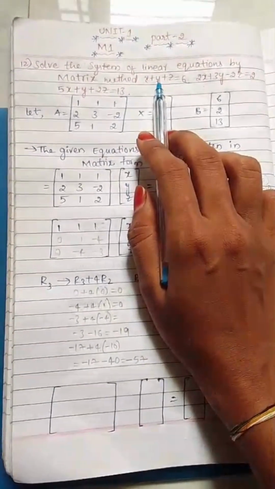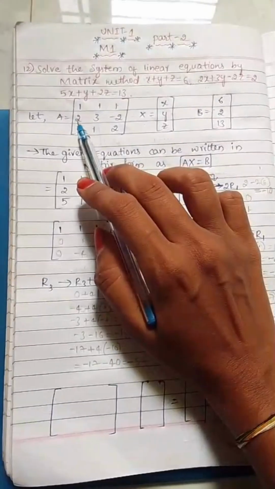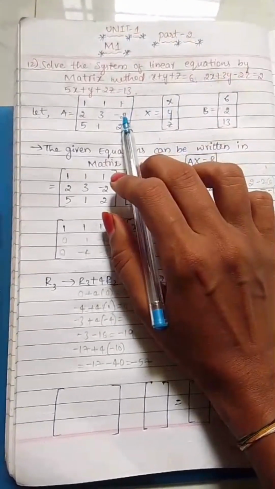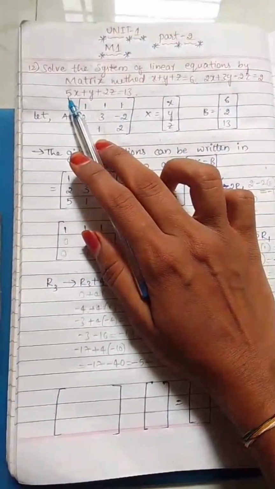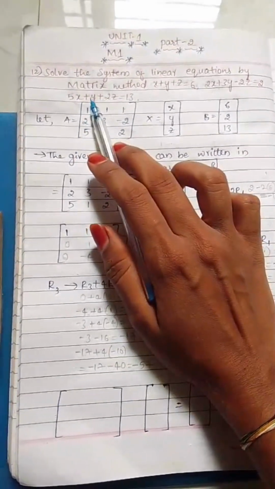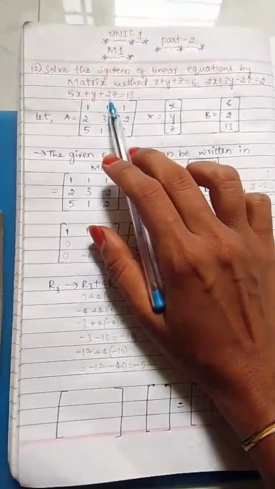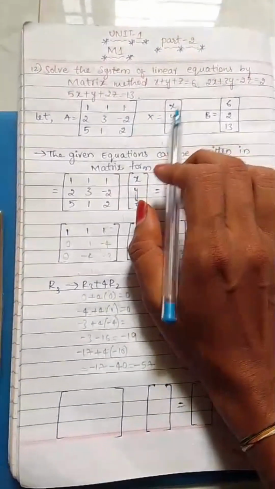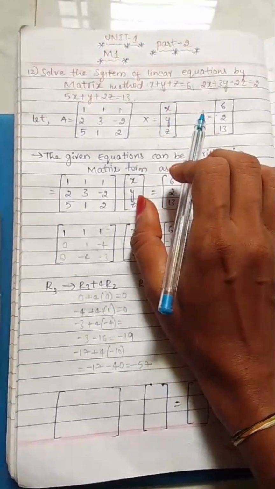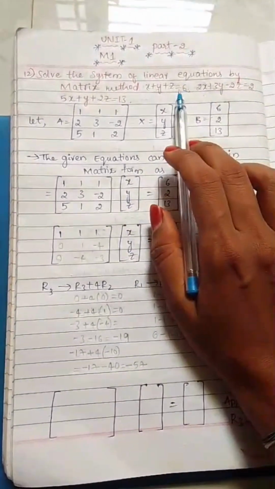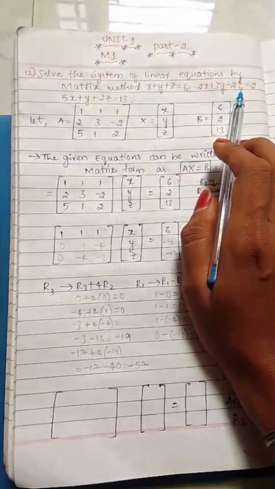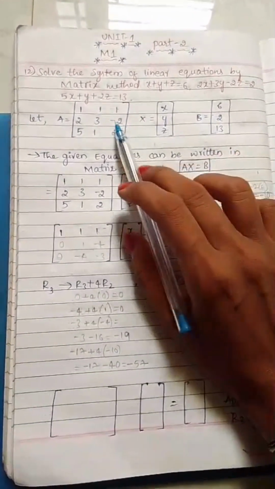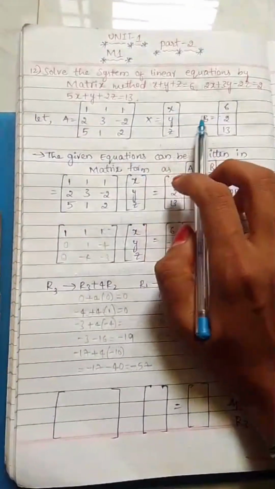Okay. Then I have 2x, so take 2 here. 3y, take 3 here. Minus 2z, take minus 2 here. Again I have 5x, take 5 here. 1y, take 1 here. 2z, take 2 here. Got it? Got the A part? Then X is x, y, z. Then B means whatever is there in the right hand side: 6, 2 and 13. These three numbers are B. Got it? How to make this A, X and B?